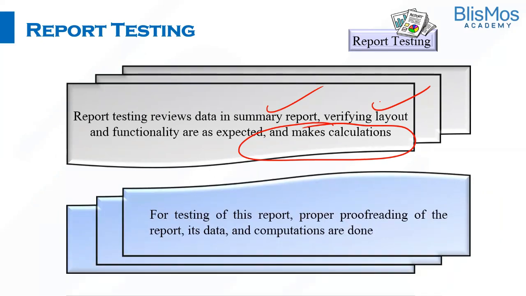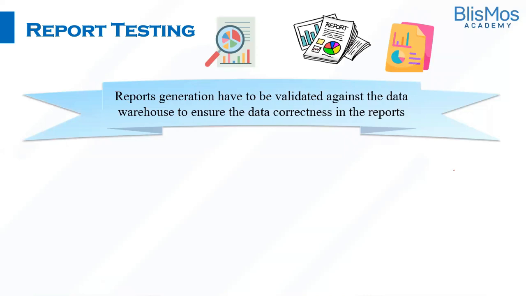In order to test the report, we'll perform the proofreading of the report and its data and how the computations are done. Otherwise, how will you do the report testing? So you will go ahead and create a report and perform the proofreading to validate the layout of the report, the way the graphs are placed, the alignment, the border, and how the computations are done. So in order to validate the computations, we always validate the report generation data against the data in the warehouse, so that the data we are pulling and the way it is represented is correct in the reports.